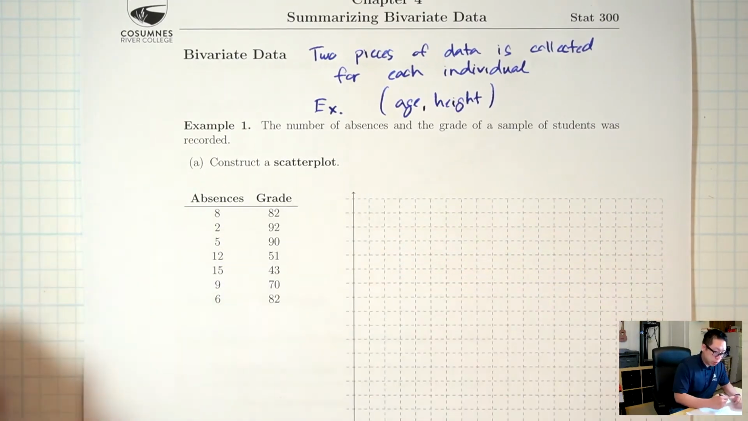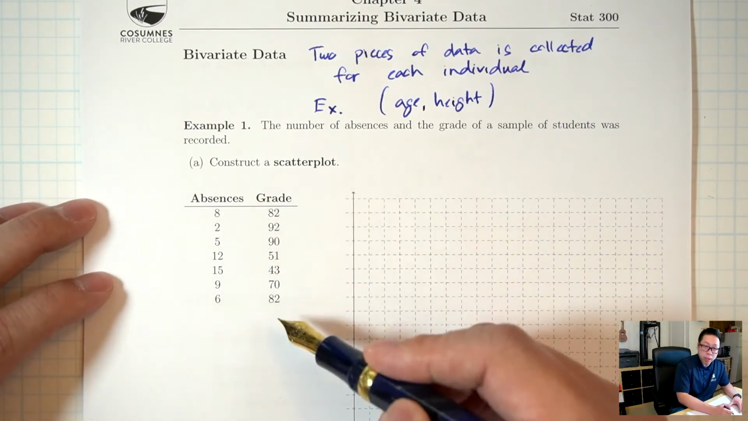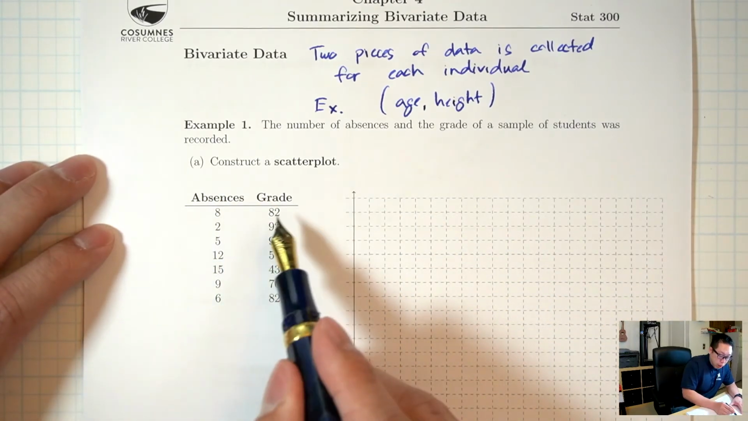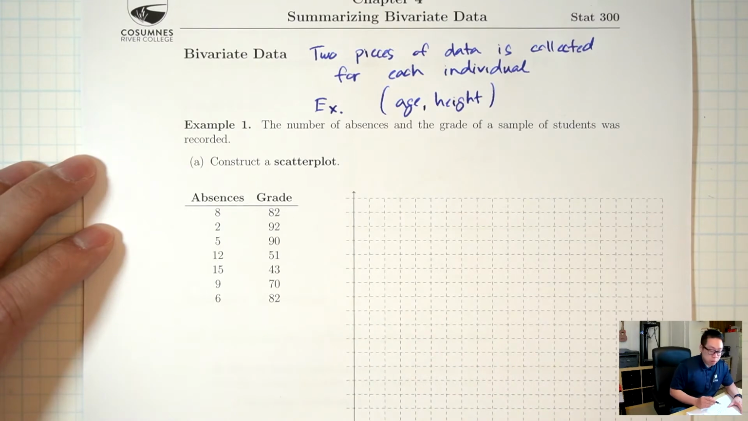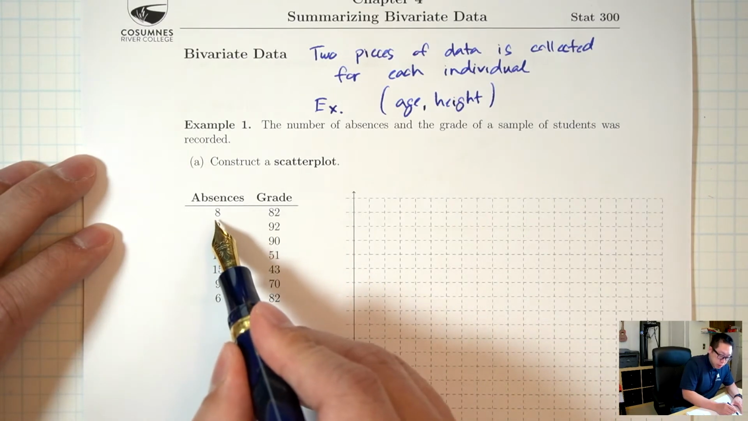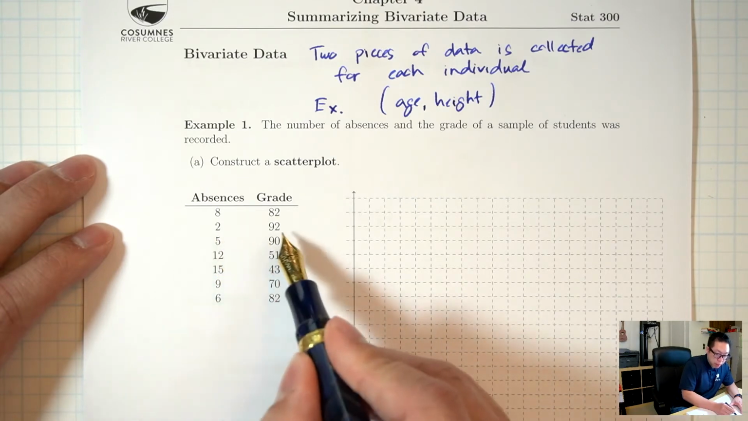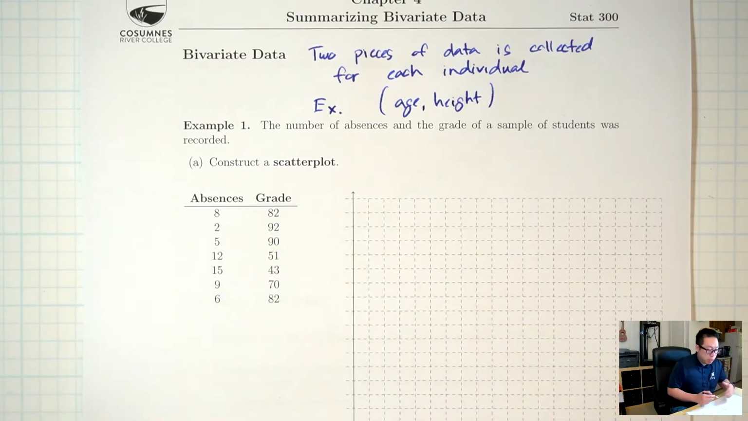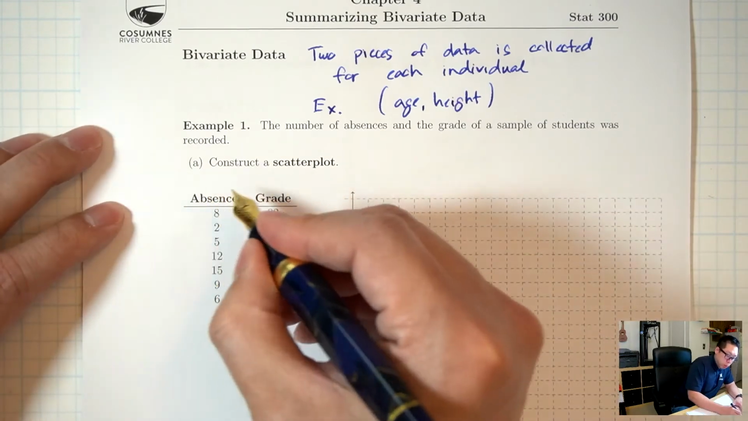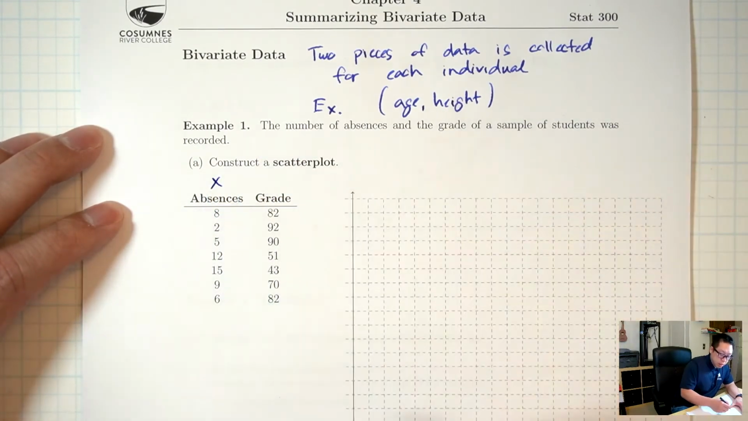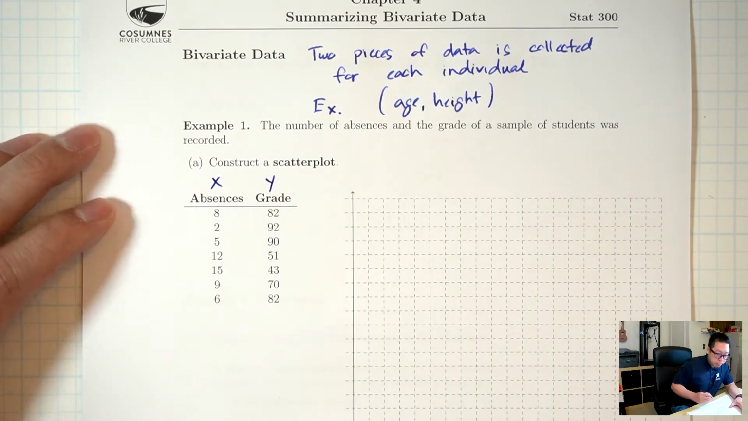Here we're collecting for each student their absences and their grade. So each pair represents data for one student. This student had 8 absences and their grade is 82. This next student had 2 absences and their grade is 92. Typically, the first column will plot on the x-axis, and the second column will plot on the y-axis.